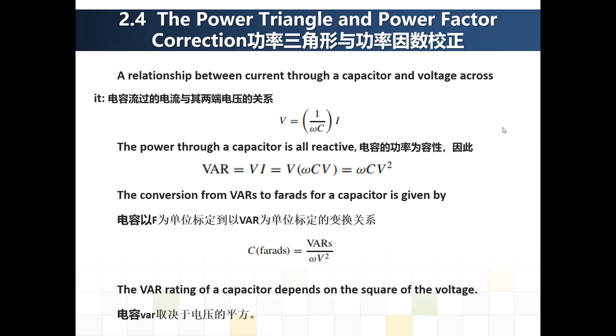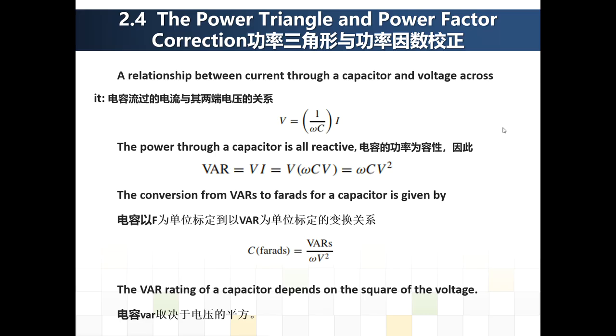And this shows the relationship between the voltage and current through a capacitor. V is equal to 1 divided by omega C multiply I. So the VAR provided by the capacitor is equal to V multiply I, which is equal to omega C V squared. So this means that the rating of a capacitor depends on the square of the voltage.